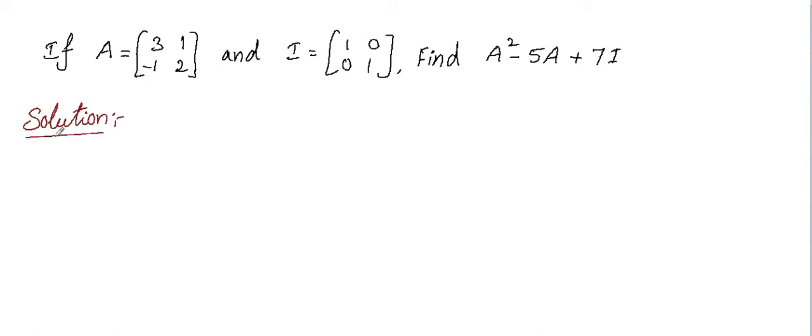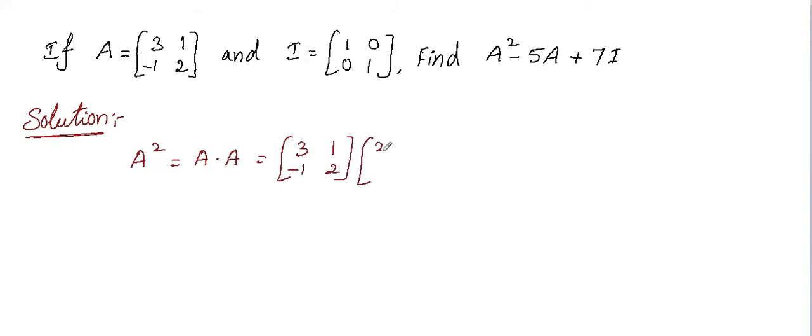Let's solve the matrix question which I have written on the whiteboard. A matrix is given and an identity matrix is given, and then we need to find A square minus 5A plus 7I. First, let's solve for A square.